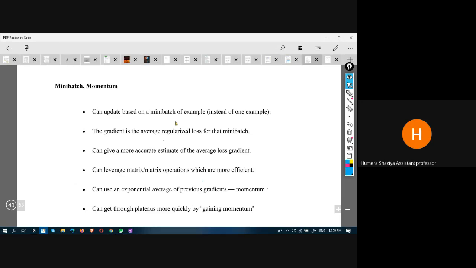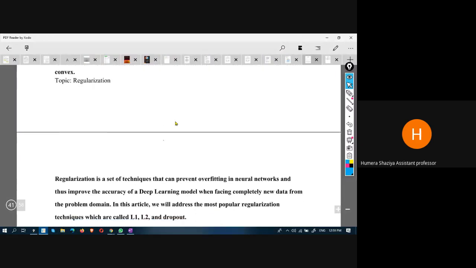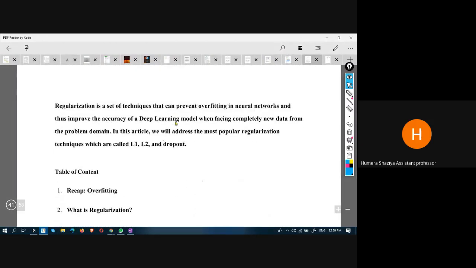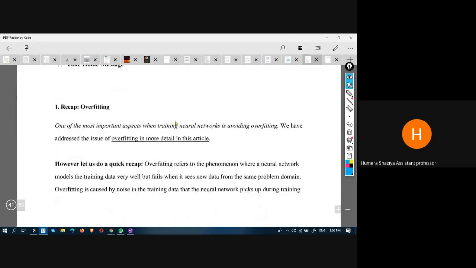Mini batch is about dividing the data set into batches and then training it. So that is mini batch. Regularization is a set of techniques that prevent overfitting in neural networks and improve the accuracy. So we know that there are two types of regularization, L1 and L2.